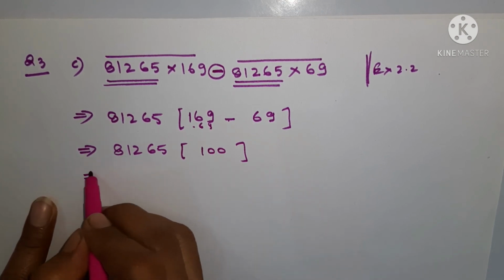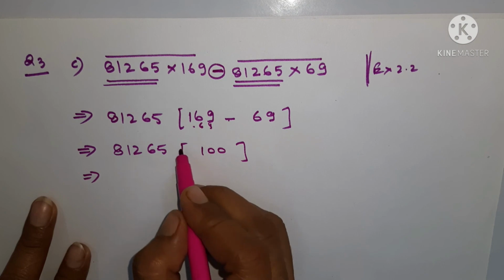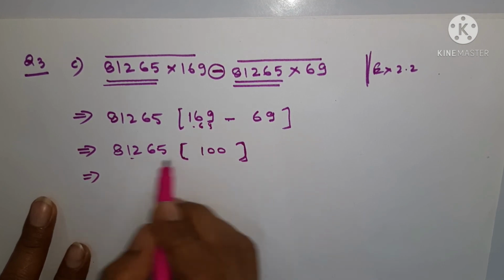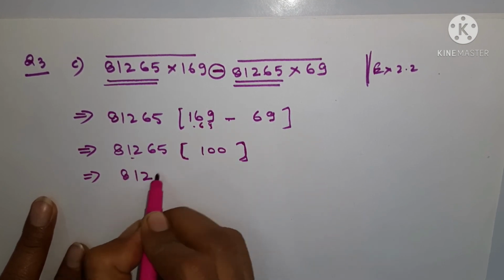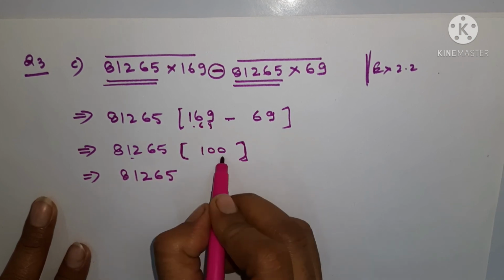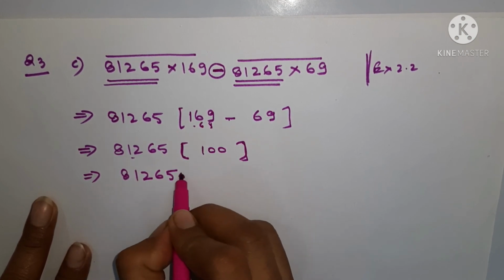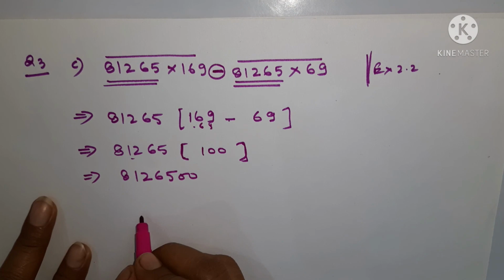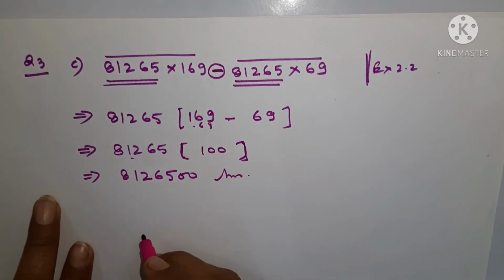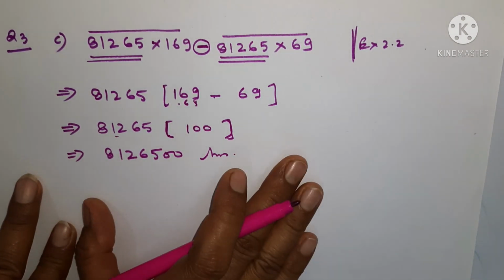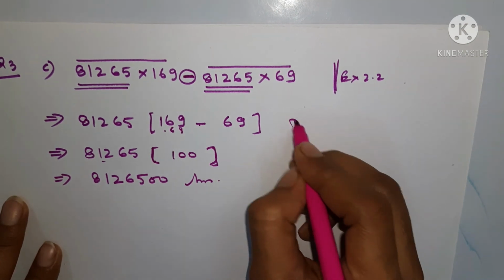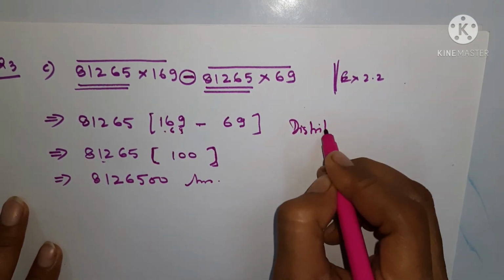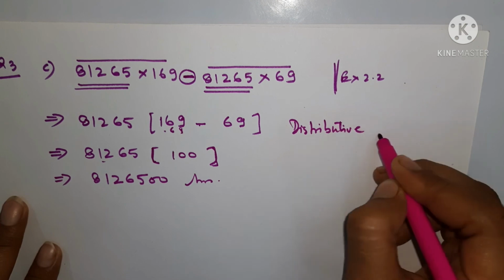So again you can see it is so easy to multiply. Since this is in bracket, it means both are multiplying. It means 81265, और ये तो 100 है, multiple of 10 है. Simply हमने दो जीरो इसके साथ लगा देने हैं, and you are getting the solution here. Understood? So very easy, na? This is the distributive property which we are applying here.